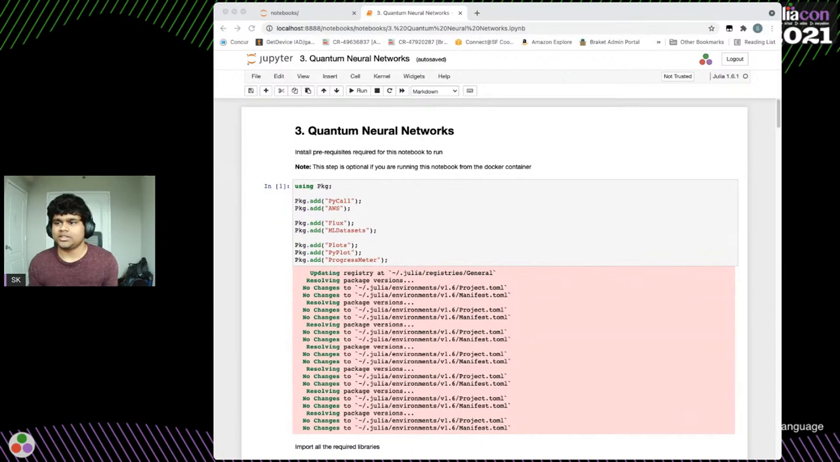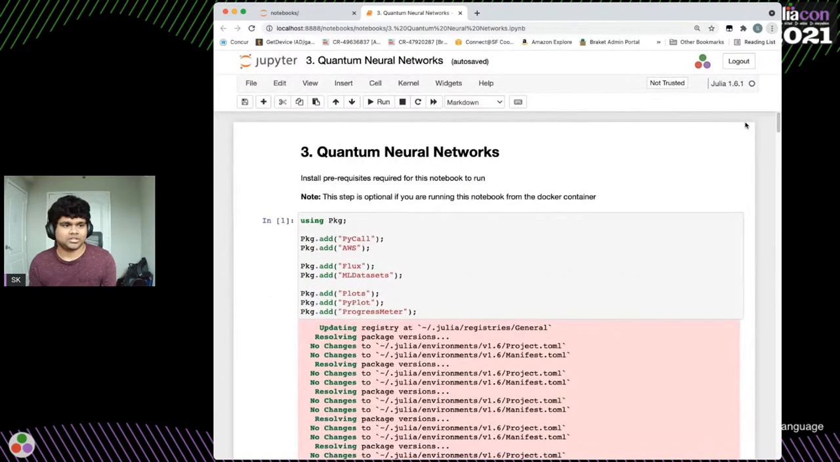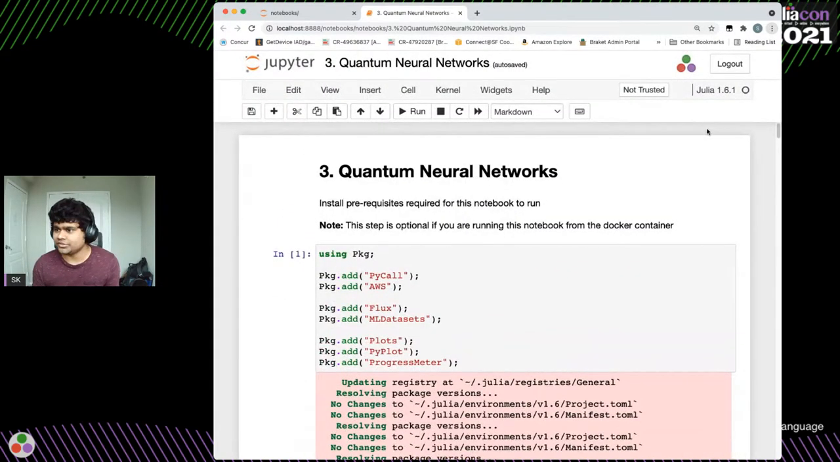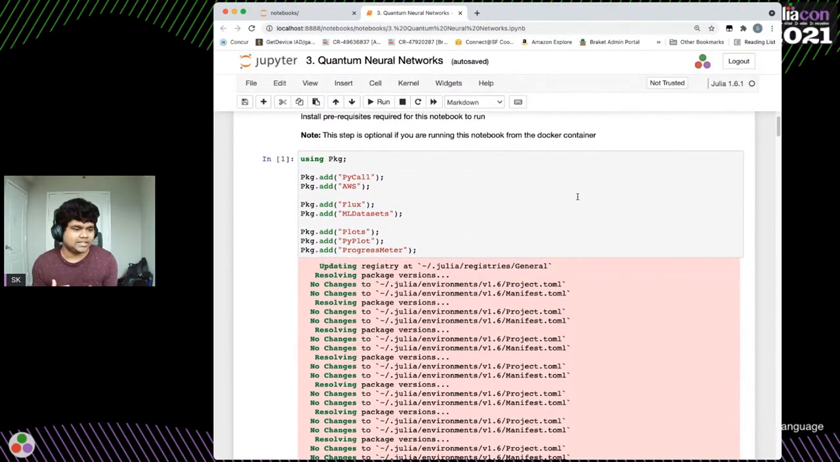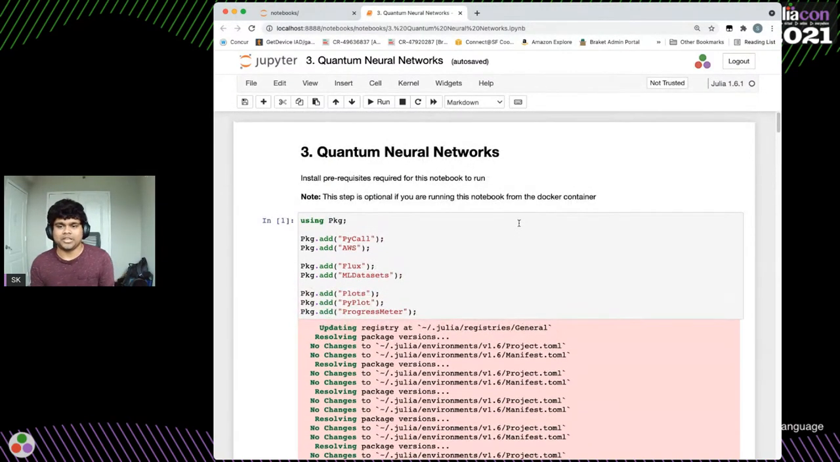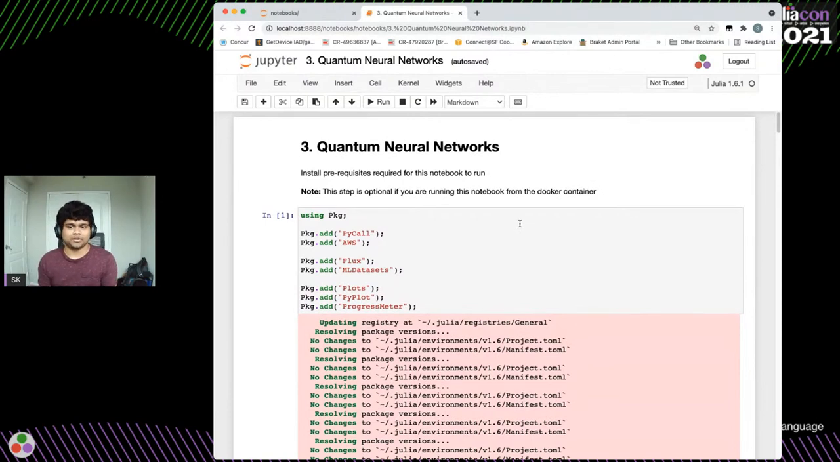So let's start with quantum neural networks, right? Hopefully, you can all see my screen. The text is big enough. We'll be running through this concept called quantum neural networks.